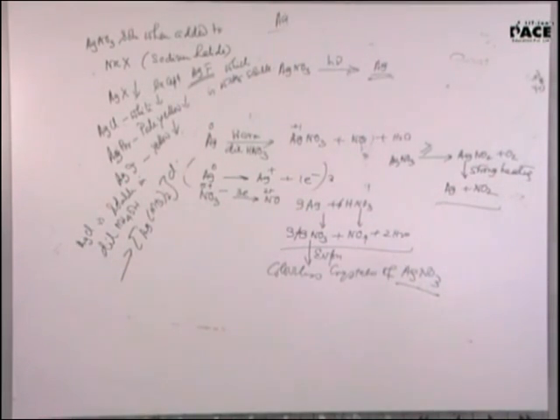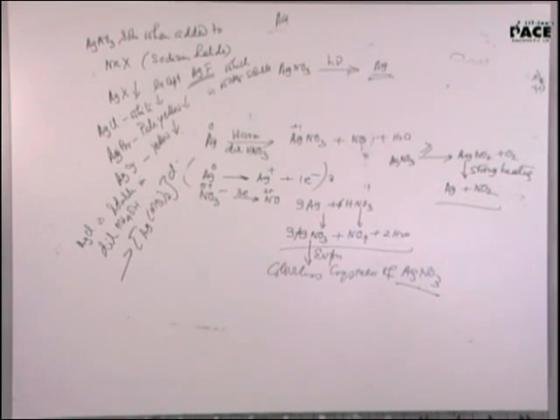Silver chloride is soluble in dilute ammonium hydroxide to form diammine silver chloride, [Ag(NH3)2]Cl, which is water soluble. Silver bromide is soluble in concentrated ammonium hydroxide, and silver iodide is insoluble in ammonium hydroxide.